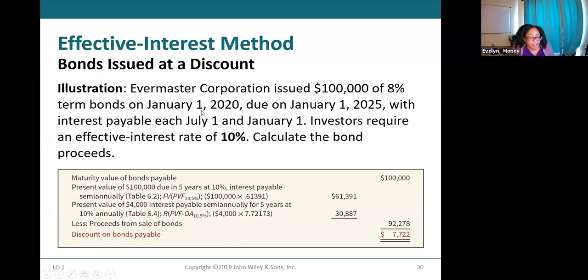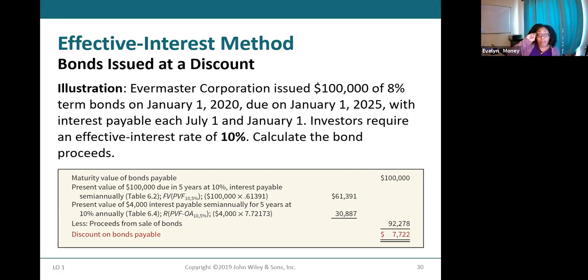So let's do this example. Keep in mind, we are using the effective interest method. So really, the only thing that's changing is how we calculate interest expense. So we have Evermaster Corporation issuing $100,000 of 8% term bonds on January 1st, 2020, due on January 1st, 2025, with interest payable each July 1 and January 1. Investors require an effective interest rate of 10%.